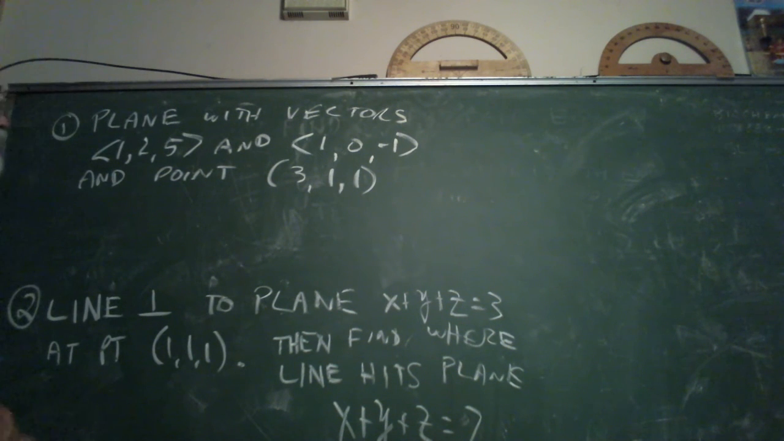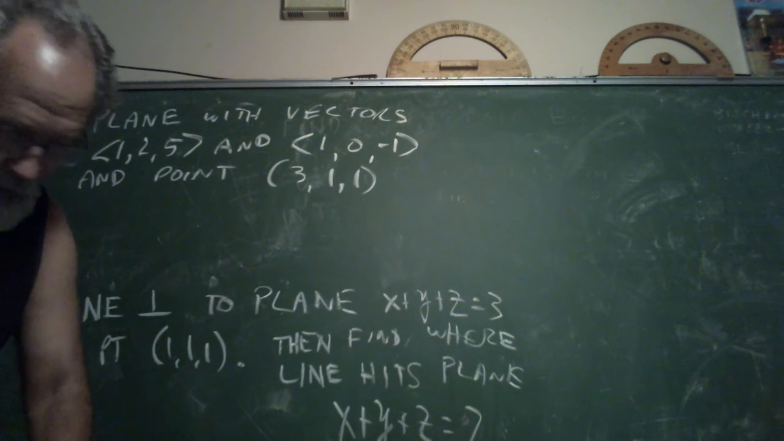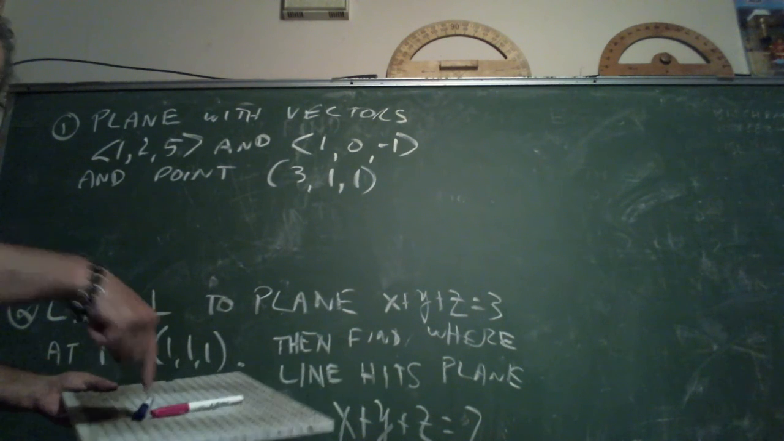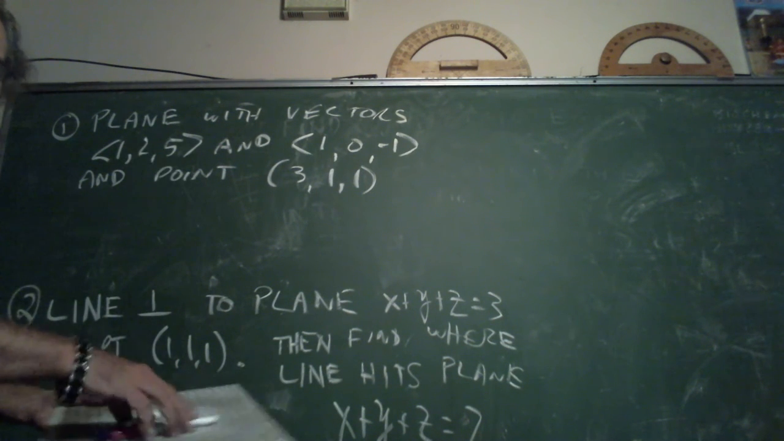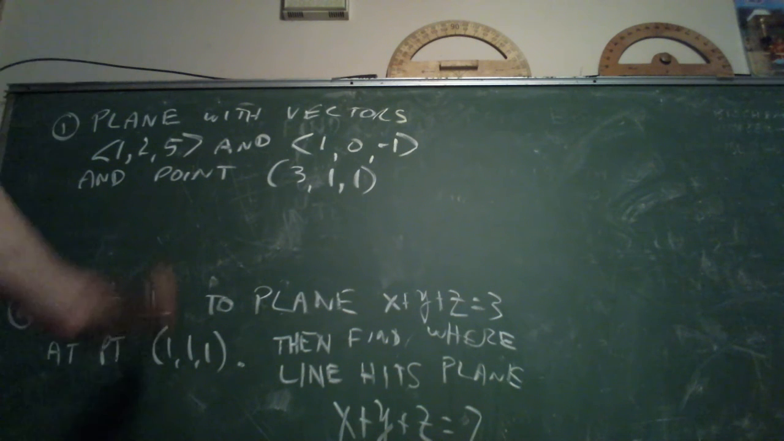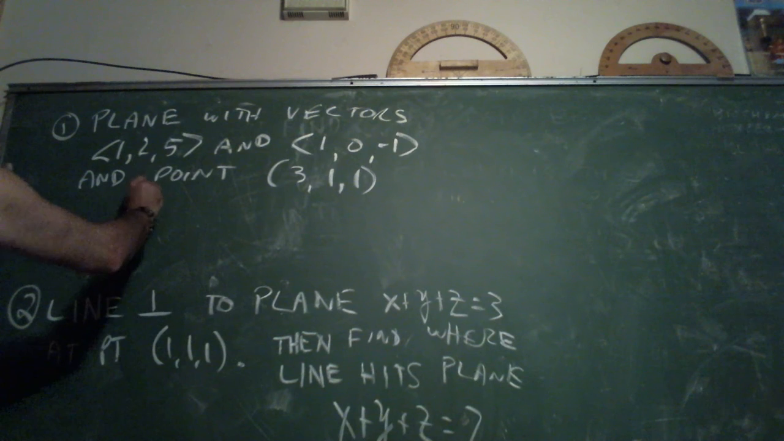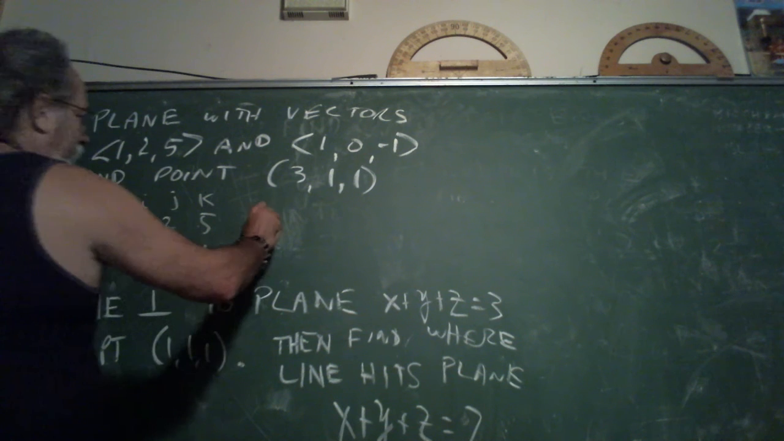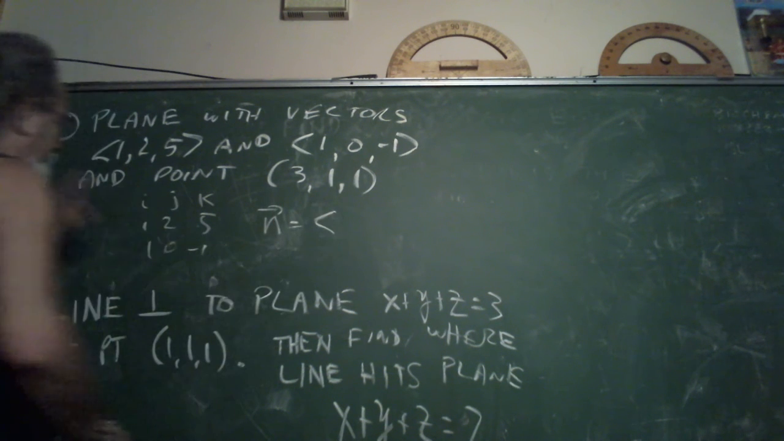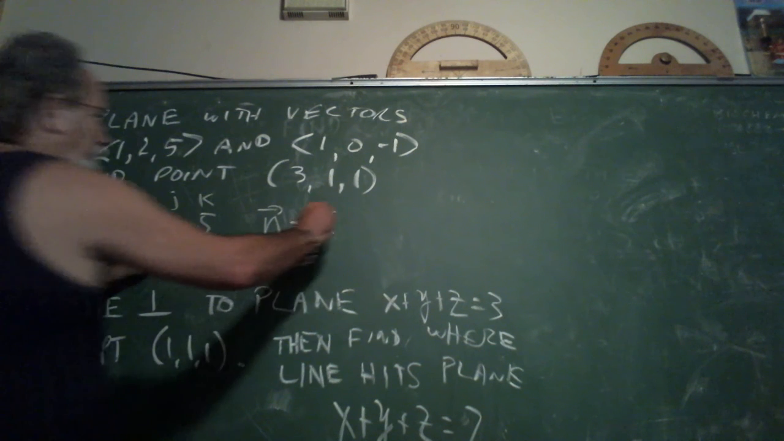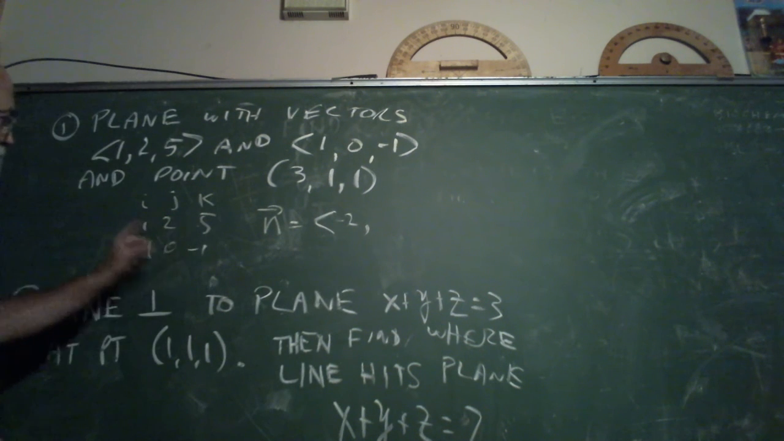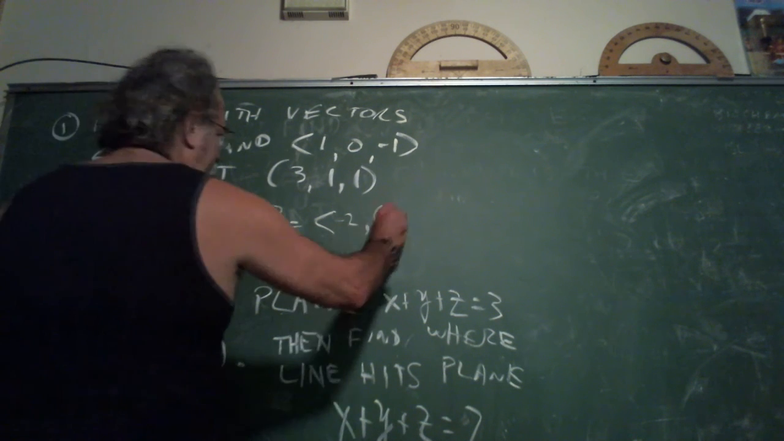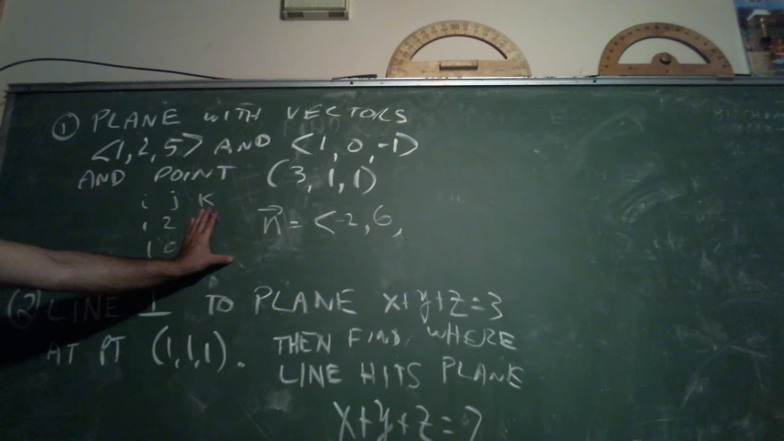So here's what we do: you've got these 2 vectors in a plane, pretend they're tail to tail, and then find the normal to them. That'd be the normal to the plane. So I've got these 2 vectors. You want to have i, j, k, 1, 2, 5, 1, 0, negative 1. And the normal is going to be negative 2 minus 0. Negative 1 minus 5 is negative 6. We'll take the opposite sign. That's a 6. And then 0 minus 2.